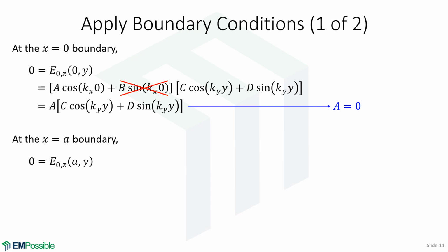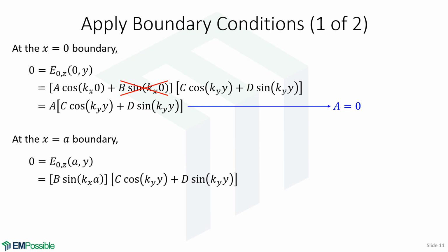Now we can look at the far right-hand boundary. That's at x equals a. So just like above, we're going to do the same thing. We'll write the general solution, but we're going to put in a value of a for x. And here we are. Notice we've already eliminated the a term because we know that a is 0. So we just have the b sine term.